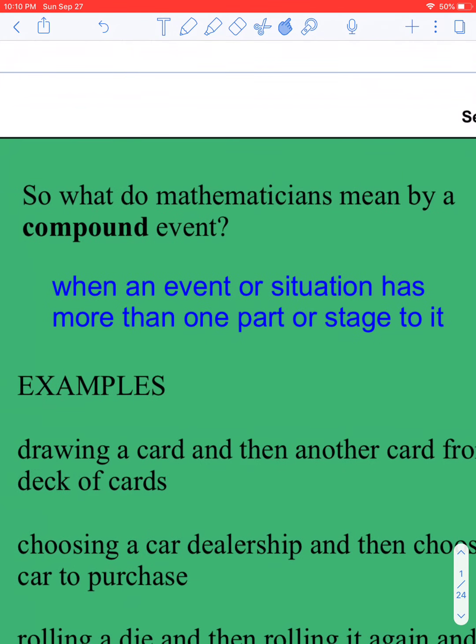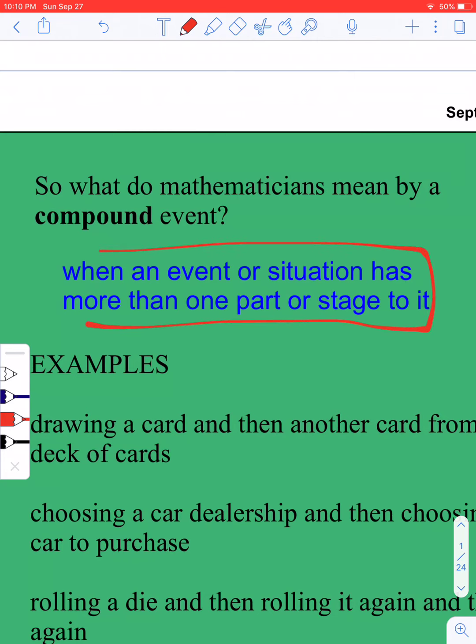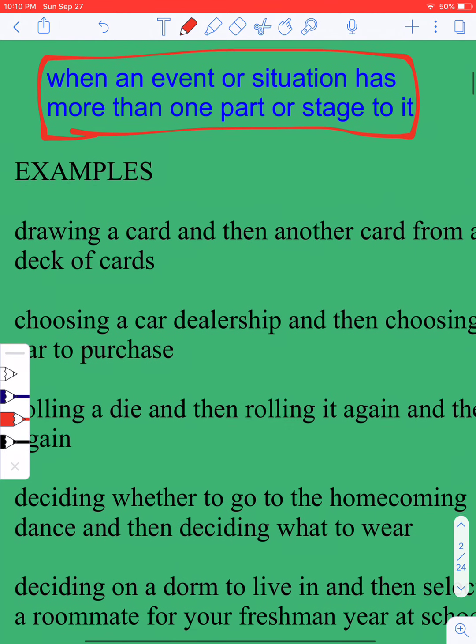All right, well, here we go. What do mathematicians mean by a compound event? So here's kind of the definition. When it has more than one stage or part to it. Make sure you get that into your notes, okay, for compound events.